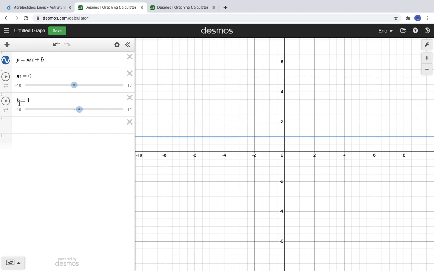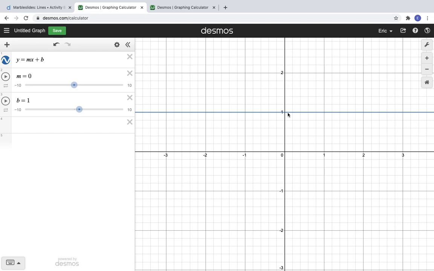Okay, so how about this y-intercept, which is represented by b? If it is 1, it crosses point 1 of our y-axis. If we set this to negative 2, it crosses negative 2 on our y-axis. If it is 0, it crosses 0. So this y-intercept is responsible for the up and down of our line, while our slope is responsible for the inclination of our line.